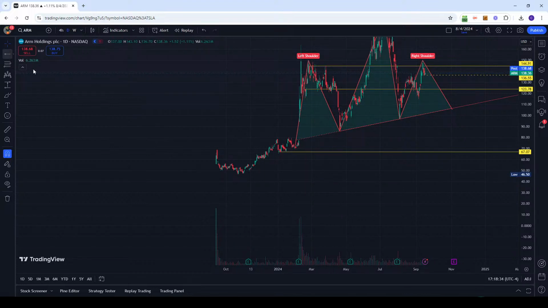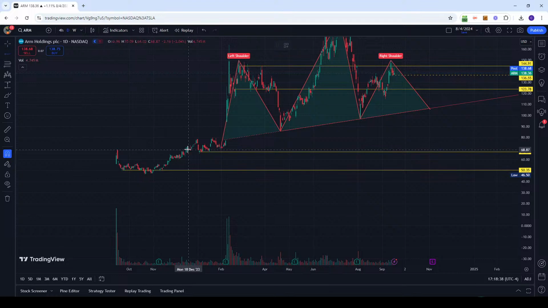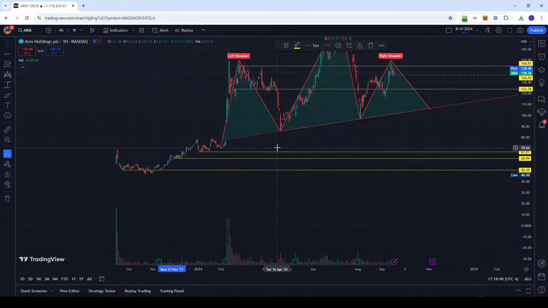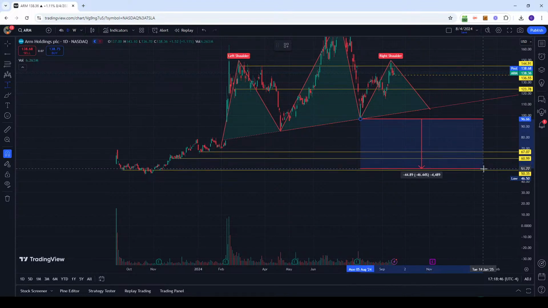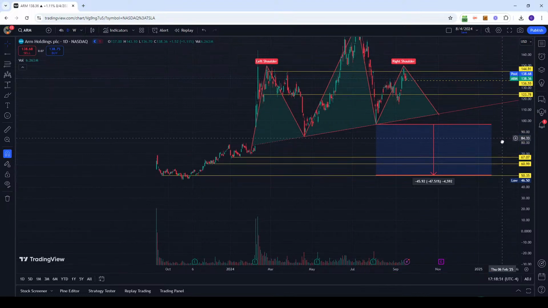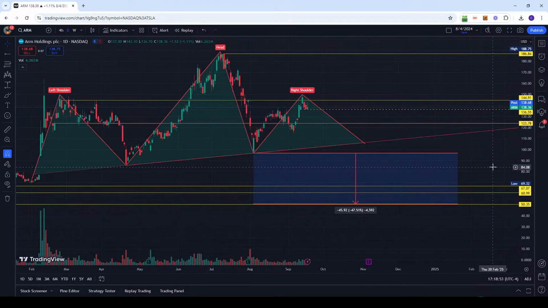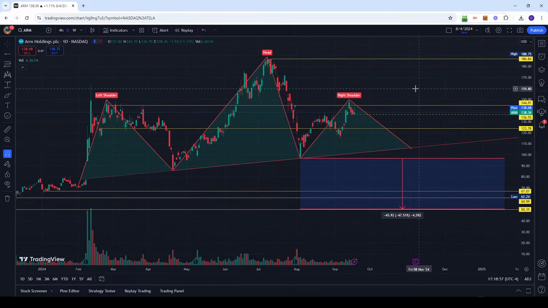But you can mark some of these levels of support and resistance that you can see held and respected over time. Right, and the measured move of that breakdown, similar to what we did a minute ago, is about 47%, which, look at that, just happens to be exactly where that $50 support is. So this is why it's always interesting to me whenever the measured move of a pattern like that happens to exactly align with a support level.